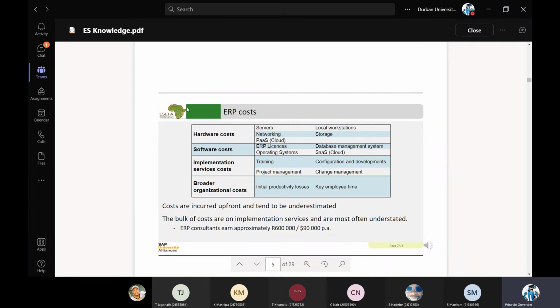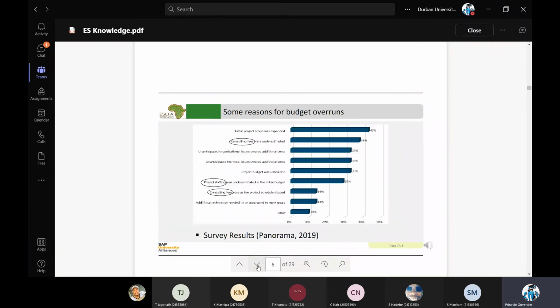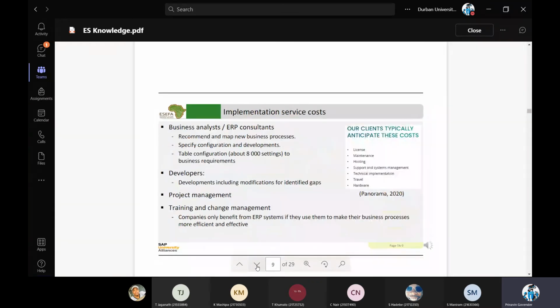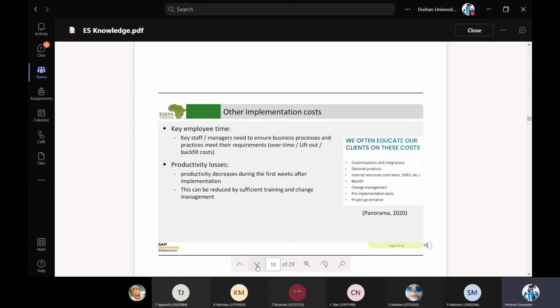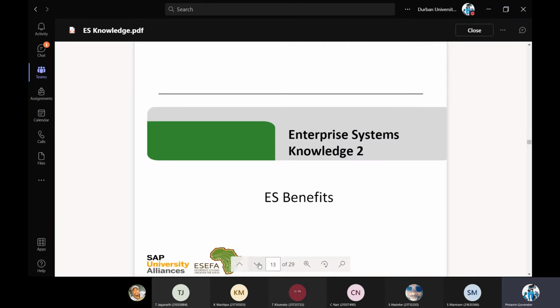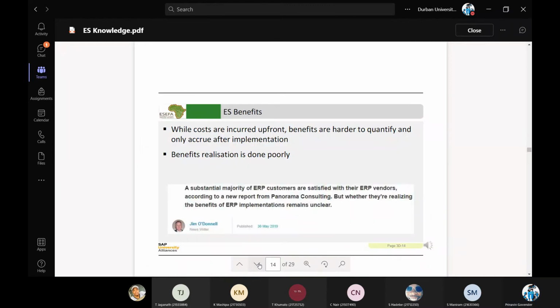You can read all of that, read about the costs involved in ERP systems. Why would they want to have an ERP? Hardware costs, implementation costs. This is work that we covered very briefly in semester 1. One of the reasons for this is you want to improve productivity at work. Which of the following software costs can be incurred? You can read that.